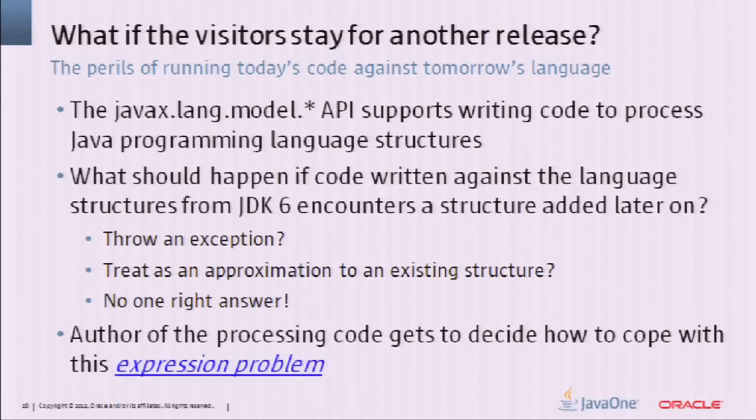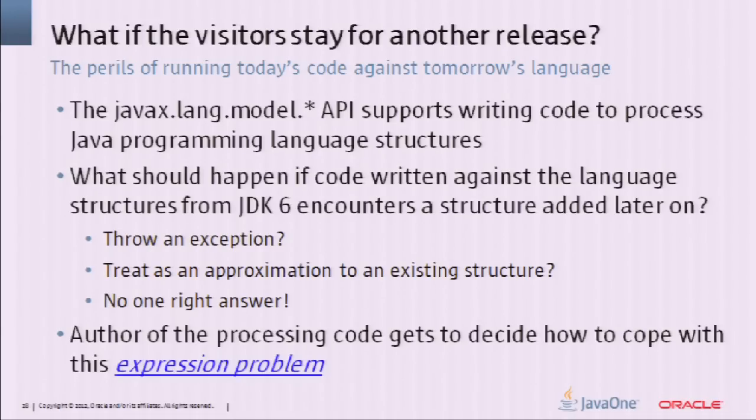So if you're writing code that operates on a language model, what should your code do when it encounters an object that represents a structure created after your code was written? Let's say you have something like a JDK 6 error annotation processor, and it comes across an object representing a module definition from JDK 8. What should happen in that case? Should it throw an exception? Should it see some approximation of the new structure in terms of the old structure? There's no one right answer.